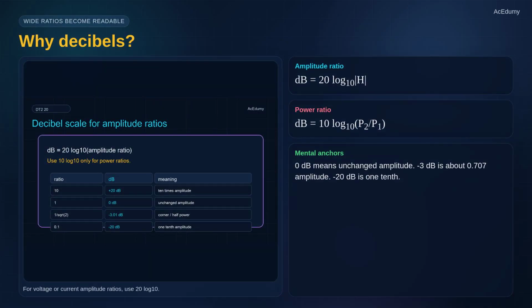Engineers usually plot amplitude ratios in decibels. For voltage or current amplitude ratios, dB equals 20 log base 10 of the magnitude ratio. A ratio of 1 is 0 dB. A ratio of 1 over square root of 2 is about minus 3 dB. A ratio of 0.1 is minus 20 dB, and a ratio of 10 is plus 20 dB. For power ratios, use 10 log base 10 instead.